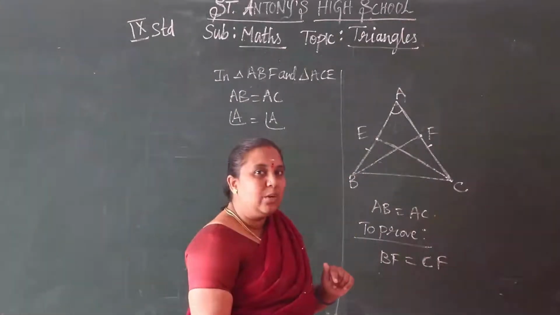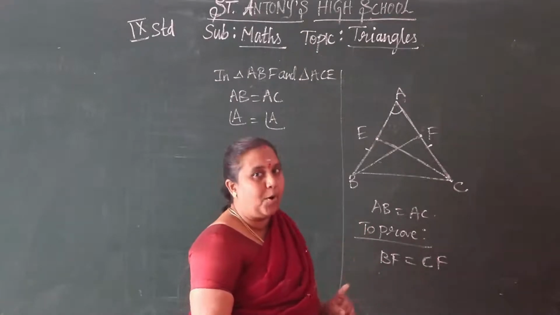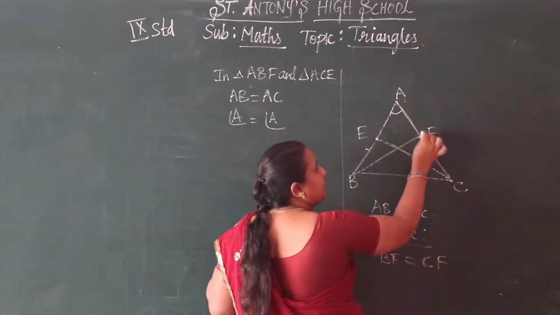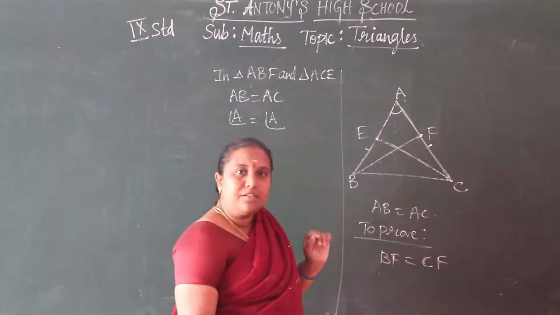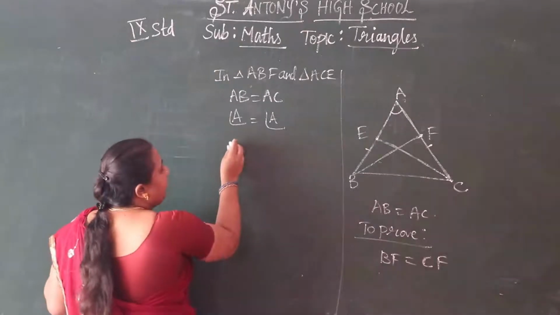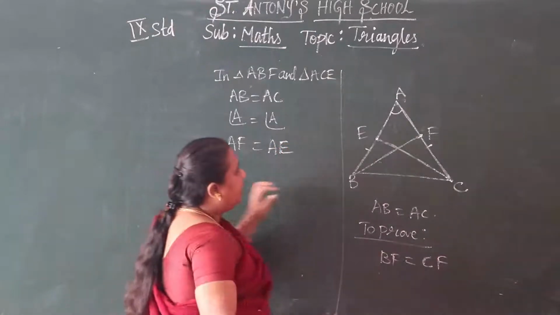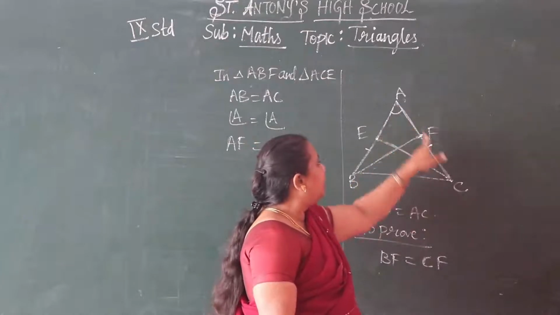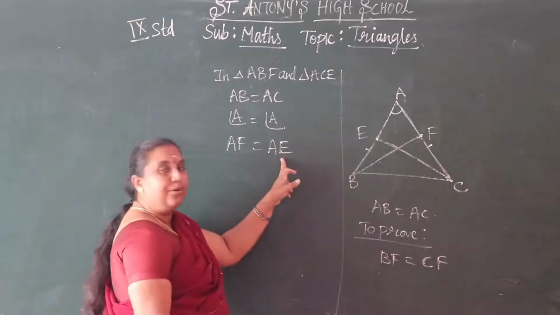Midpoints of the equal sides means the side is equally divided by that point. So equally divided means AF equals AE. Understood? By E and F being midpoints of the equal sides, we can say AF equals AE. AF is the side of triangle ABF and AE is the side of triangle ACE. Understood, children?